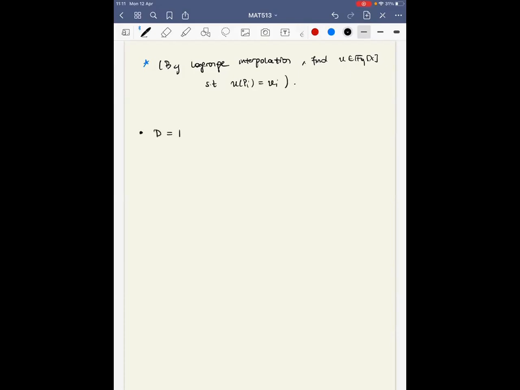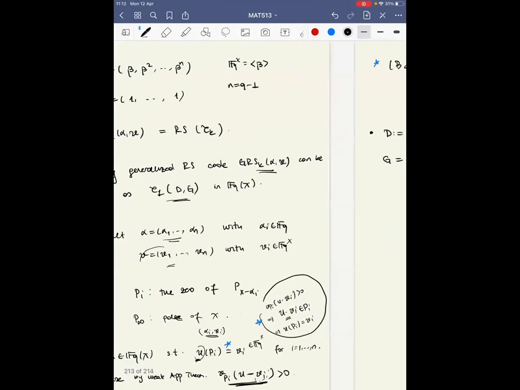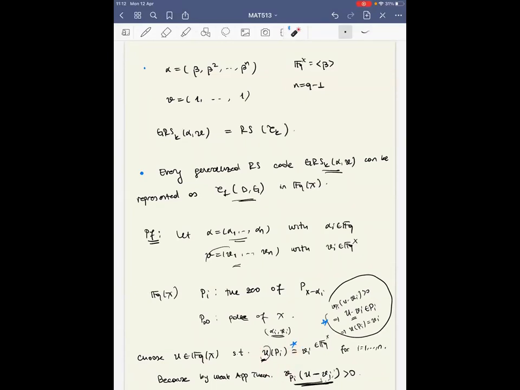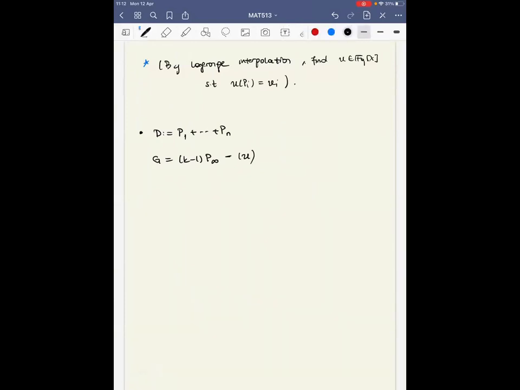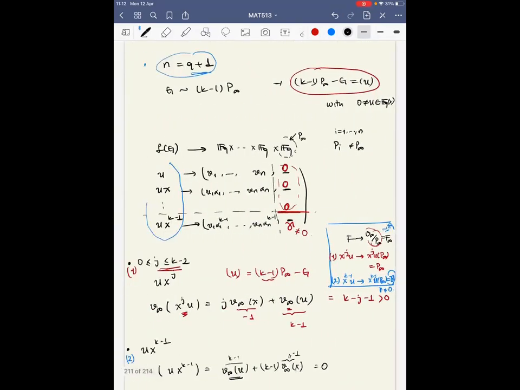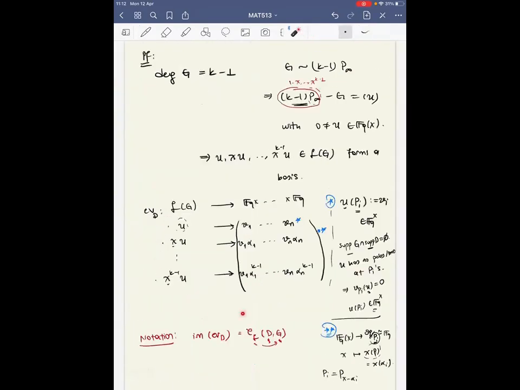And if we set the divisor D as the sum of these rational places, and similarly, if we consider a divisor G as a difference of k times P infinity minus (u), where u is the function we choose by the weak approximation, then indeed the generalized Reed-Solomon code is nothing but the image of the evaluation map we consider here explicitly.